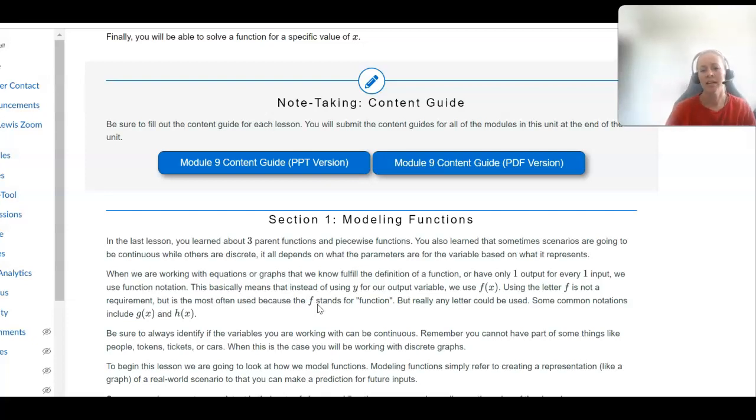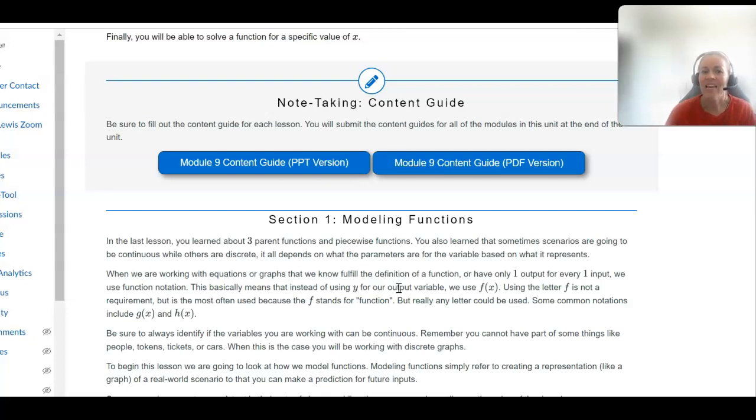So we learned some scenarios are continuous, meaning it's data like temperature that just continues on. Some is discrete, like people and tickets, those were examples of discrete. When we're working with equations or graphs that fulfill the definition of a function, where they only have one output for every one input, we use function notation. So this is an important thing.